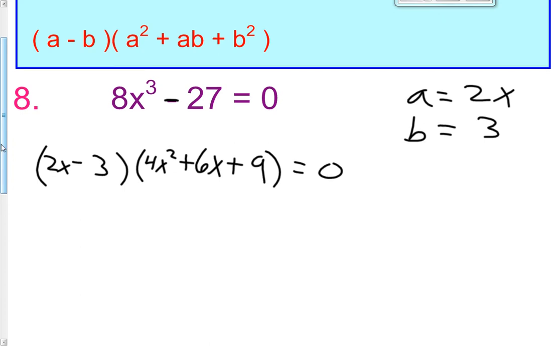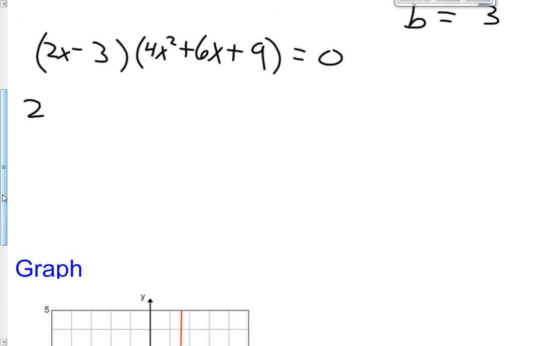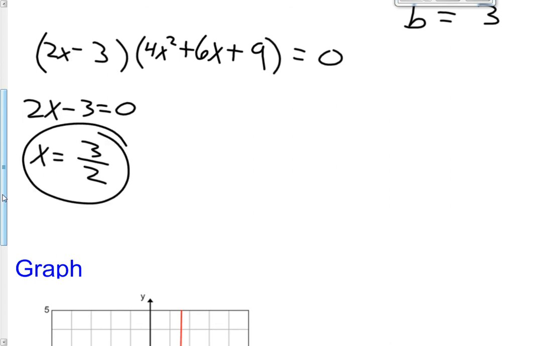Here we go. These two factors equal to 0. So 2x minus 3 equals 0. This is our easy one. x equals 3 halves when we add 3 and divide by 2. There's one of our answers. The other one, 4x squared plus 6x plus 9 equals 0. This one's more difficult to find because we got to use the quadratic formula.